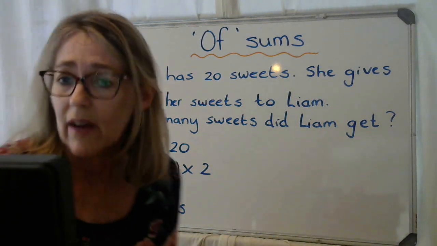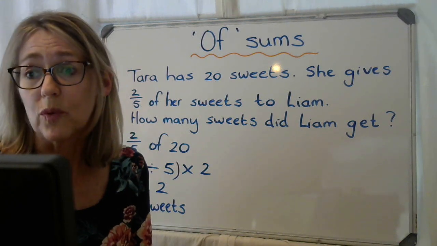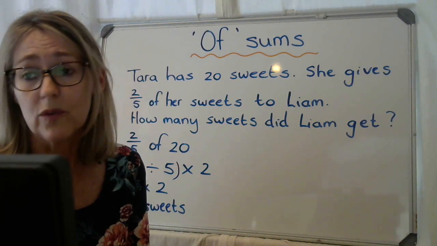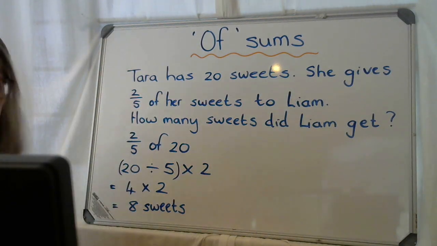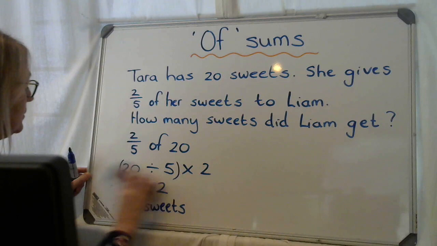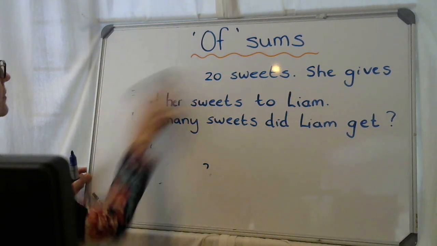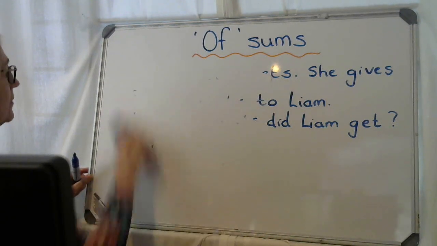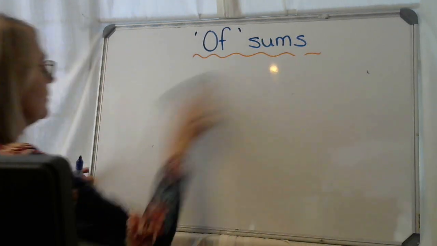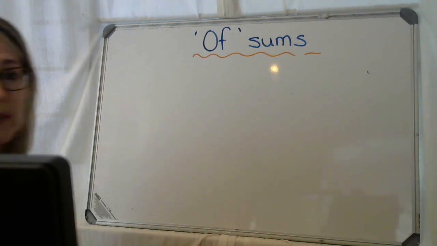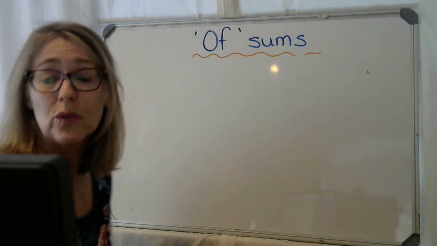What I'm going to do now is I'm going to rub this sum off, and I'm going to do 1 or 2 more examples on the board, just of the "of" sums, with no word sums, just "of" sums, to show you the method. Right, so now we're going to give you some examples of sums, and I'm going to do 1 or 2 with you.